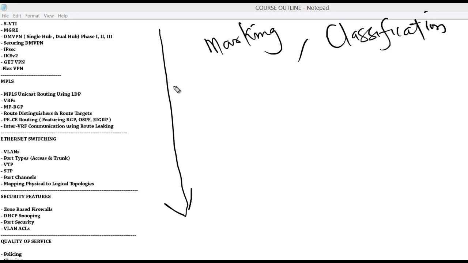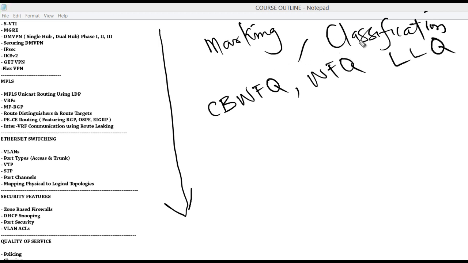When we talk about congestion management, that's when we start looking at class-based weighted fair queuing. WFQ means weighted fair queuing. We talk about low latency queuing and what it does, how you use it, when you use it.